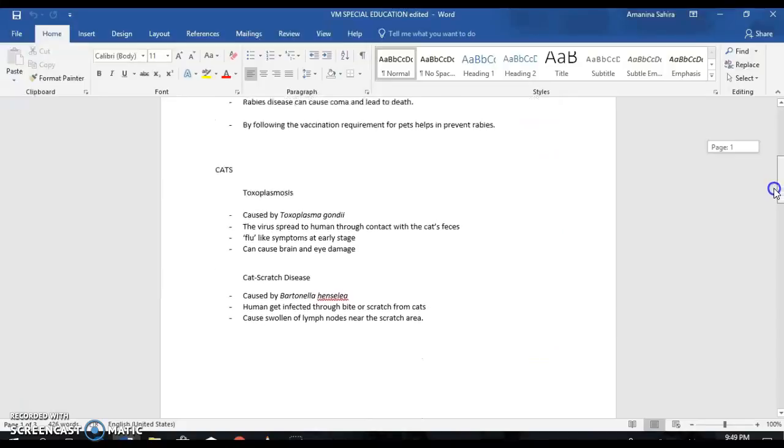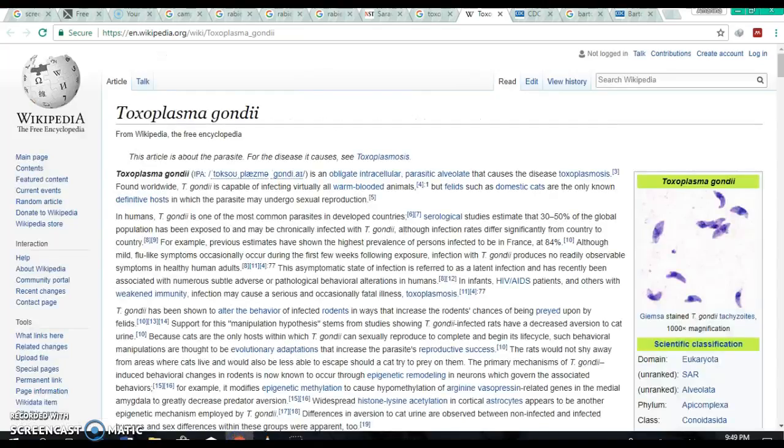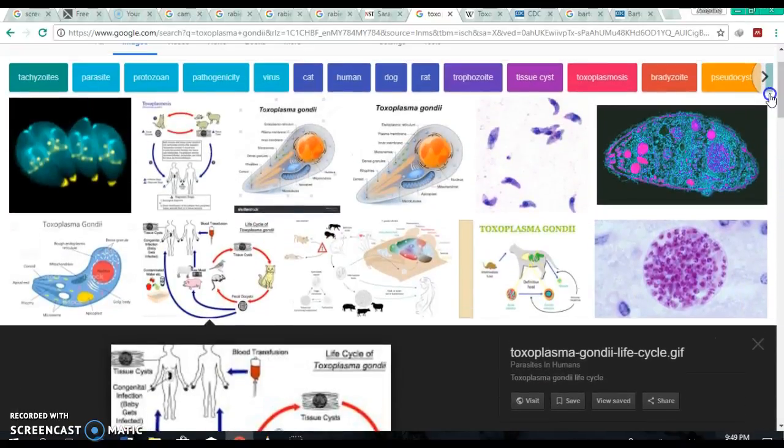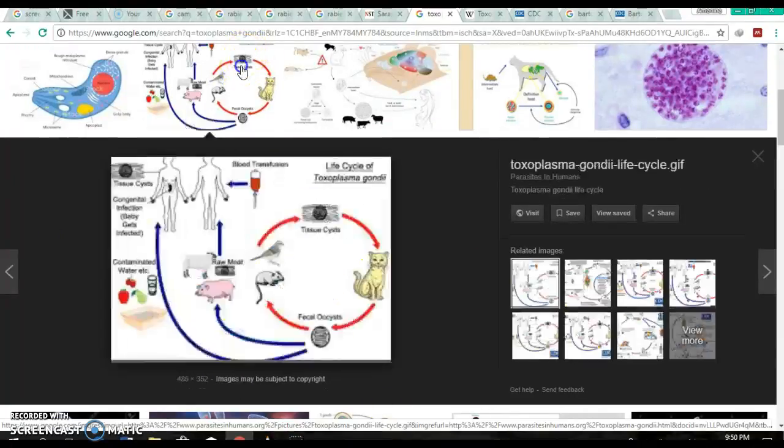Okay, so I'm going to talk about the cat's infection. These are two examples of infection from the cat. One of them is toxoplasmosis, which is caused by Toxoplasma gondii. This is an example of Toxoplasma. The shape of Toxoplasma is like this.